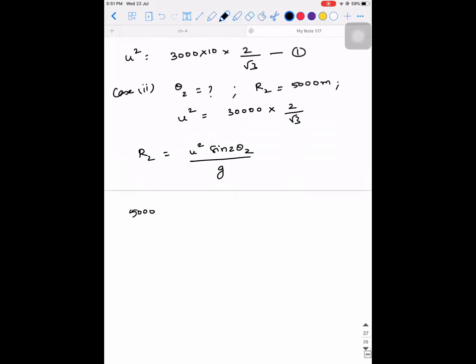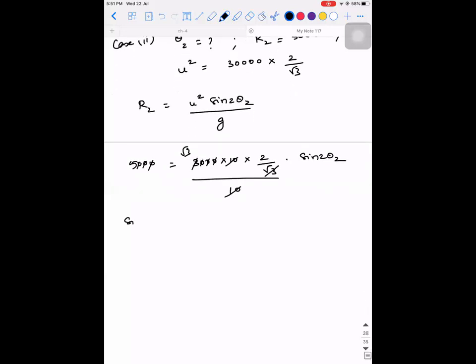So R2 is 5000 is equal to U square, which is 3000 into 10 into 2 divided by root 3, into sine 2 theta 2 the whole divided by g. g is going to be 10. This 10 and 10 will get cancelled. These zeros will get cancelled. So 3 divided by root 3 is going to be root 3. Okay. So sine 2 theta 2 is equal to 5 divided by 2 root 3. Is this clear? Yes, sir.